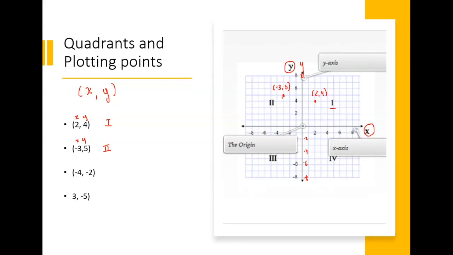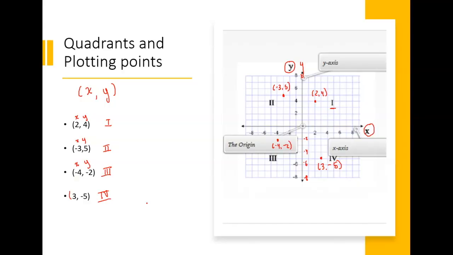Now for the third one here, my x is -4, so -4 is here, and my y is -2. So this should have been -4, -2, like that. Okay, so back to the third one. My x is +3 and my y is -5. So I have +3, -5, so that's going to be 3, -5. And that tells me that this is in quadrant 4. Okay, so that's the basics of quadrants and plotting points.